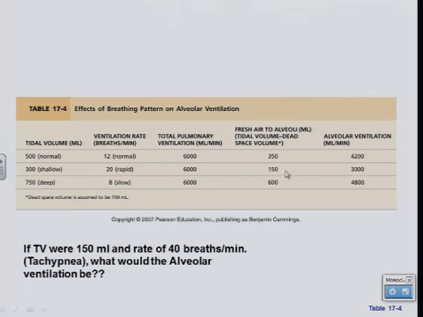Okay, so that's what these numbers are. Make sure you understand the relationship between alveolar and total pulmonary ventilation. And extreme examples where we talked about a tidal volume of 150 ml and a rate of 40 breaths per minute. If we're extremely tachypneic or hyperventilating to a great extent, you can see what happens to alveolar ventilation. It can actually go to 0.